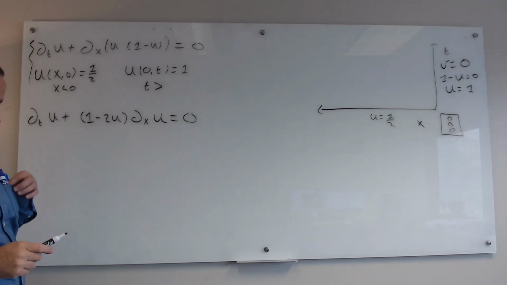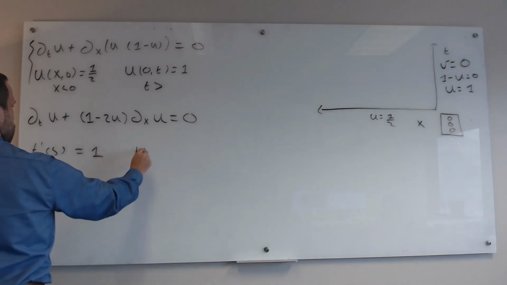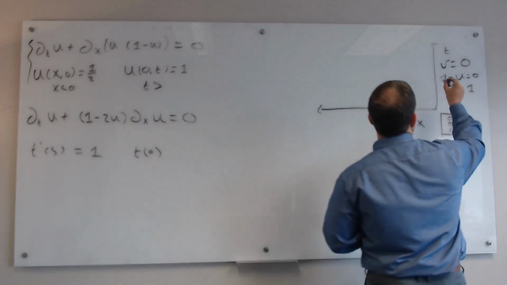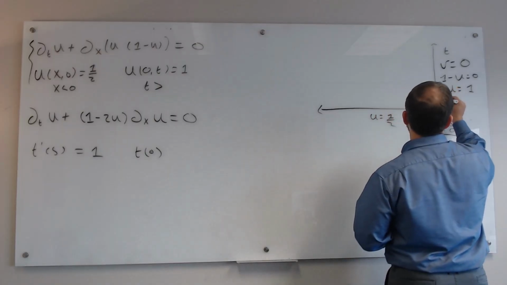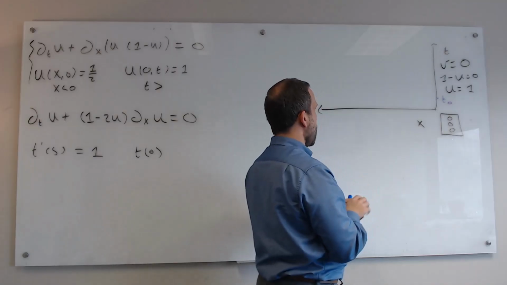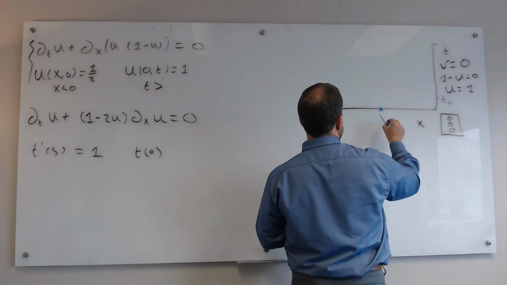And then we're going to get our equations. So we're going to have t prime of s is equal to 1. Now the value of t of 0 is going to depend on whether we're looking at a characteristic that starts here, that is the t naught that starts on the positive t-axis, or one that starts on the negative x-axis. So x naught.